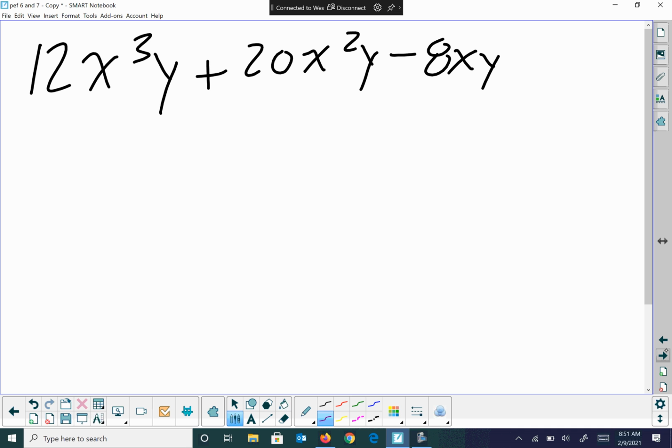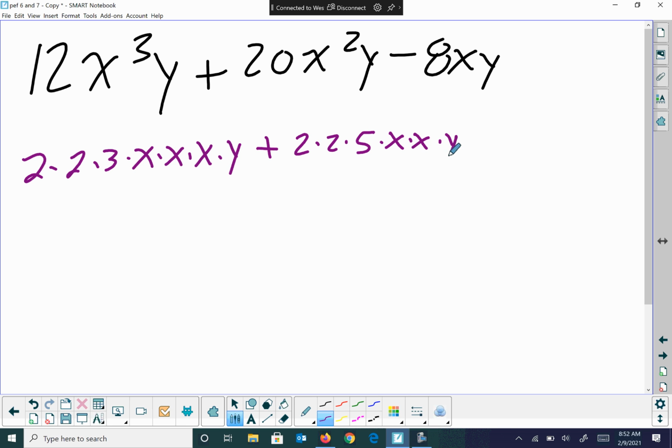Okay, a little bit bigger. Again, I'm going to go through the exact same way. 12 is the same thing as 2 times 6. 6 is the same thing as 2 times 3. Times x, times x, times x, times y. Agree? Plus, 20 is the same thing as 2 times 10. 10 is the same thing as 2 times 5. And then x times y, minus 8 is the same thing as 2 times 4. 4 is the same thing as 2 times 2 times x times y.